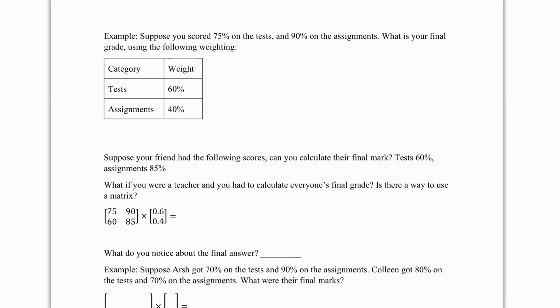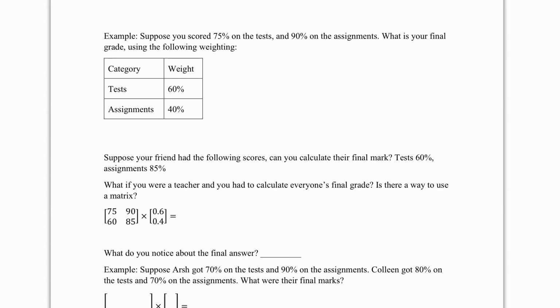Now let's look at a practical example of matrices. Suppose you score 75% on the tests in class and 90% on the assignments. What is your final grade using the following weighting? We have tests and assignments. Tests are 60% and assignments are 40%. Well, hopefully you can do some basic weighting arithmetic here.